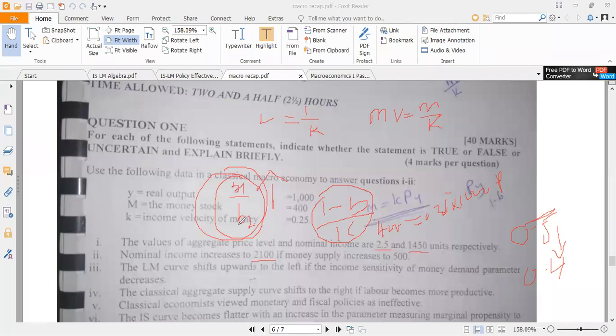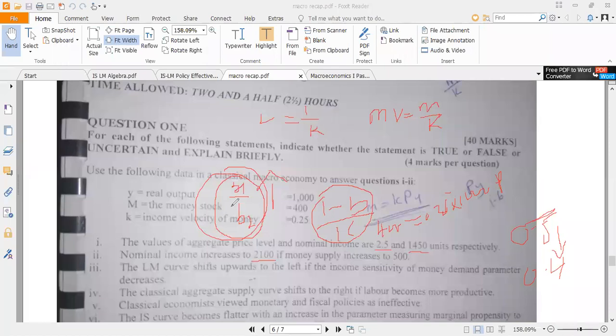But if money demand is more sensitive, B2 will increase, so B2 will be high. If the denominator is increasing, holding the numerator constant, this whole ratio will fall, which will reduce the steepness. Are we together?